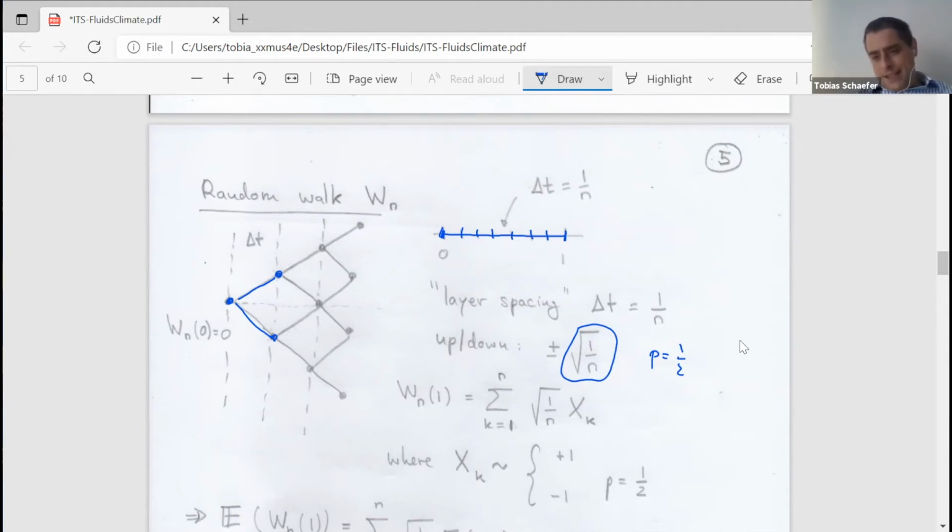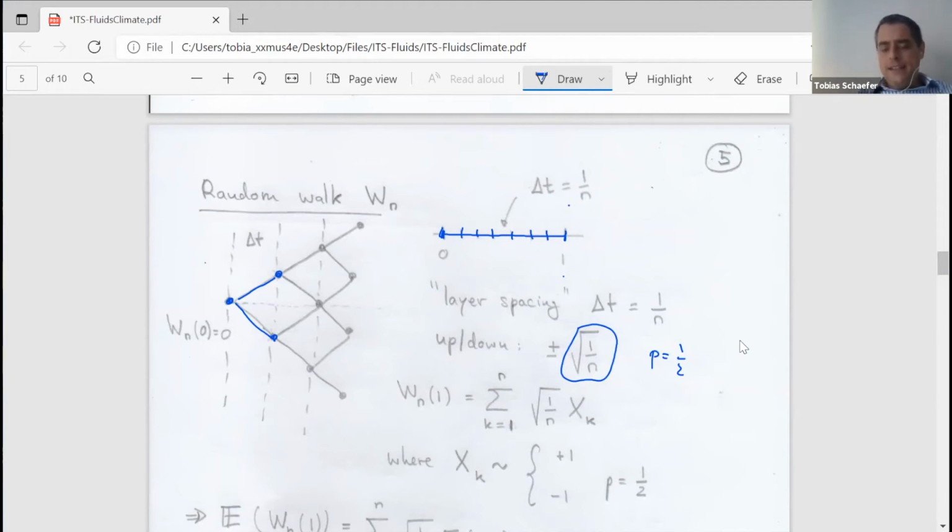What does it mean to achieve a nice continuum limit? Well, I go up, down, up, down, up, down, up, down. I end up somewhere at 1. And then I go up, down, up, down, up, down. I end somewhere at time equals 1, and so on and so on.